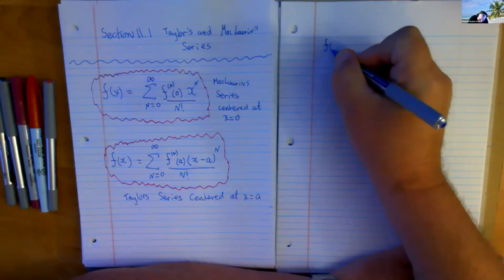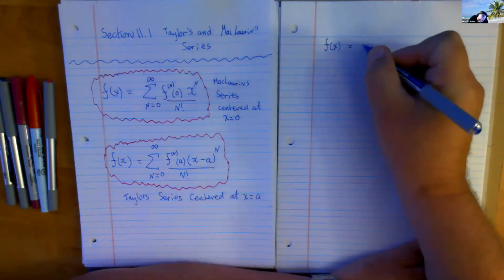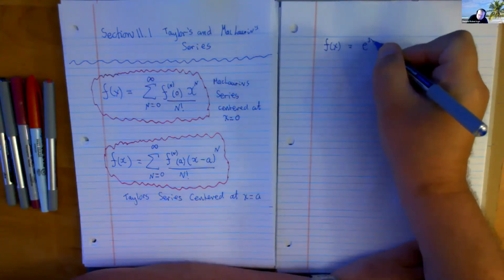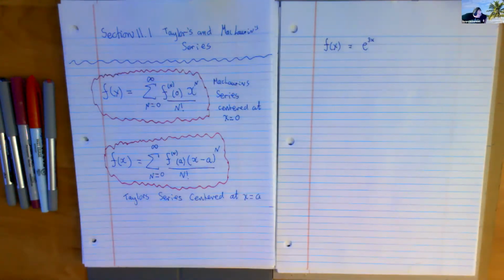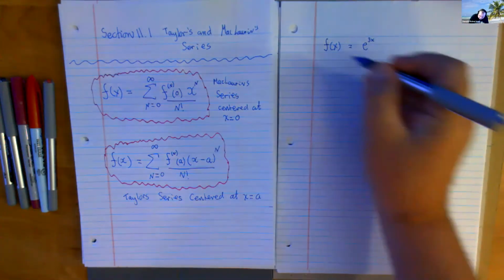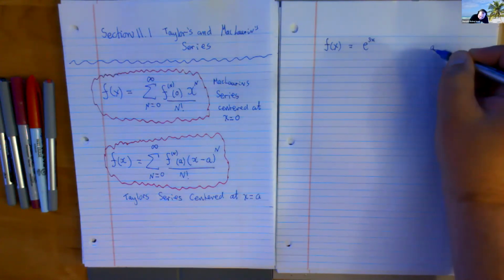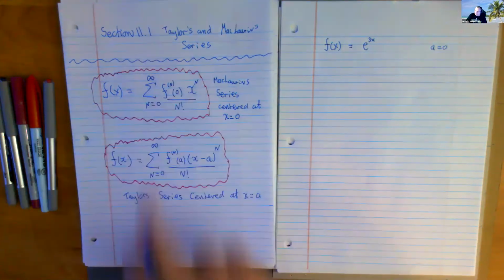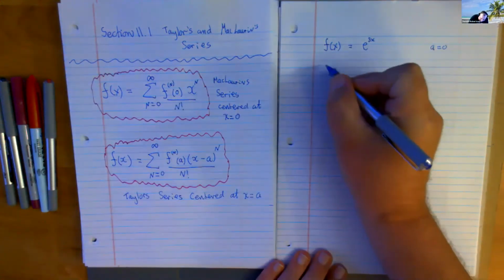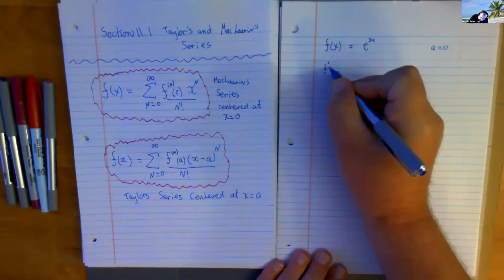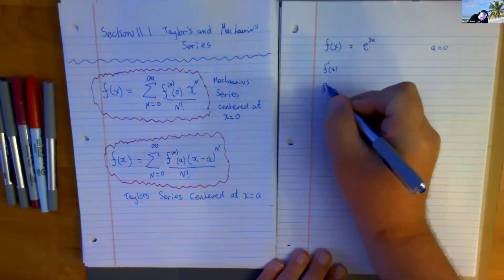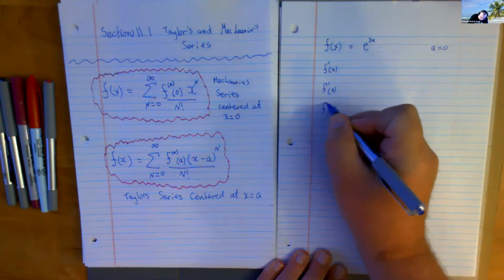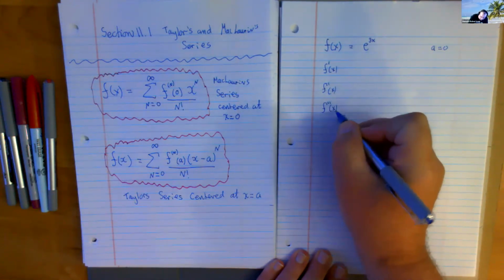I'm going to choose one of my friends, because this is one of the easiest ones to do. And then I'm going to try and do some ugly ones. So the question is, find the power series centered at a equals 0. Basically, find the Maclaurin series. Well, you find the first derivative, you find the second derivative. You keep finding derivatives till you think you can see a pattern.